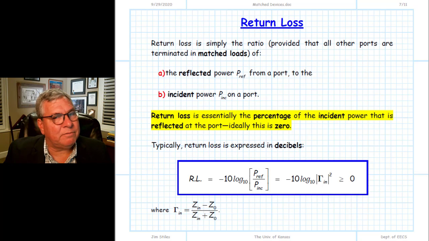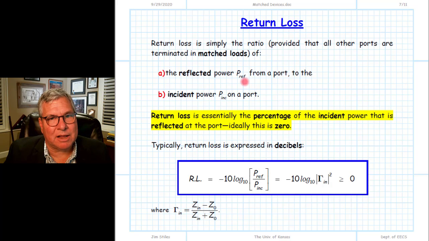So recall that if we have an impedance at the end of a transmission line which is numerically equal to Z0, the matched load, that condition, gamma L is equal to 0, and the reflected power from that impedance is equal to 0. And this is how we characterize the impedance on most devices, matched devices.